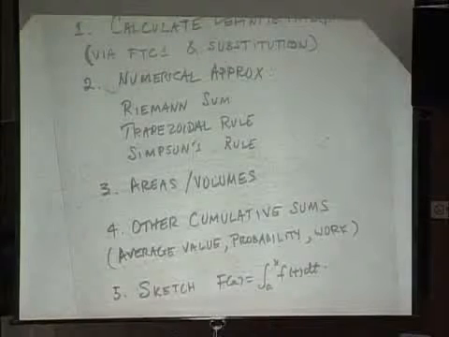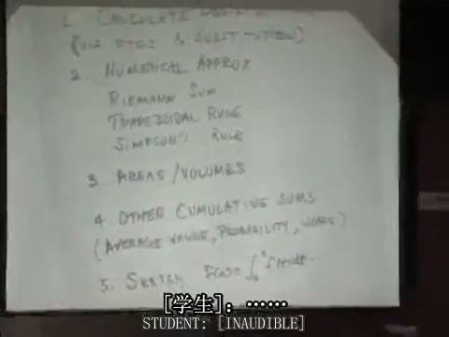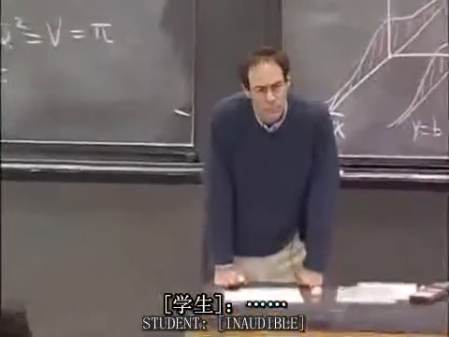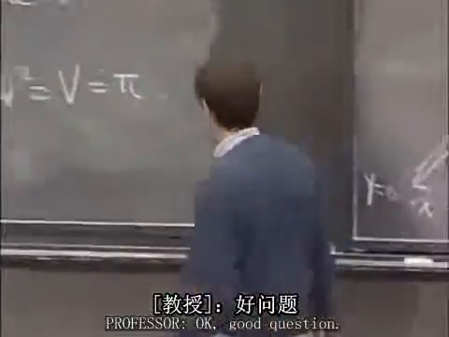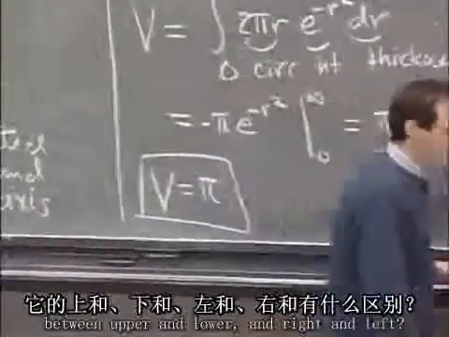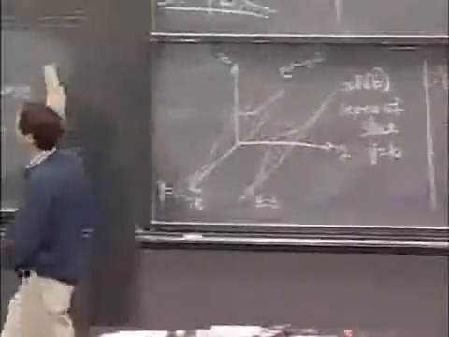Yes, question. As far as the numerical approximations go, what's the difference between upper and lower and right and left? Okay, good question. So the question is, for Riemann sums, what's the difference between upper and lower and right and left?